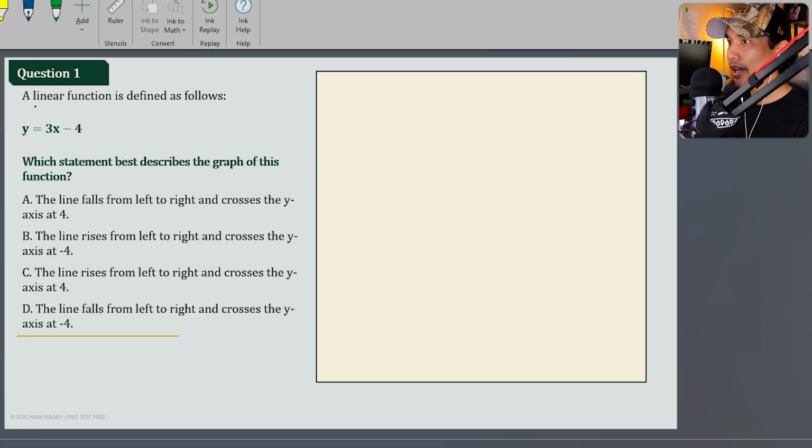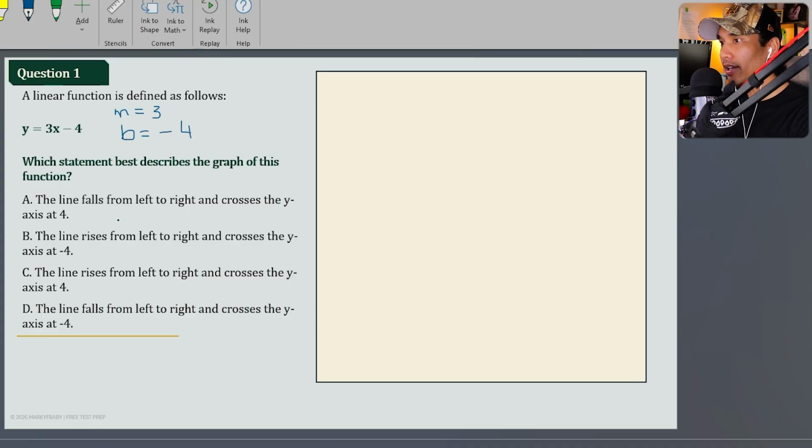I have here: a linear function is defined as follows. y equals 3x minus 4. Which statement best describes the graph of this function? From here, let's identify our m, which is our slope. And our slope is 3. And then let's identify our y-intercept. Our y-intercept is negative 4. So we could just write this down: m equals 3, and b equals negative 4.